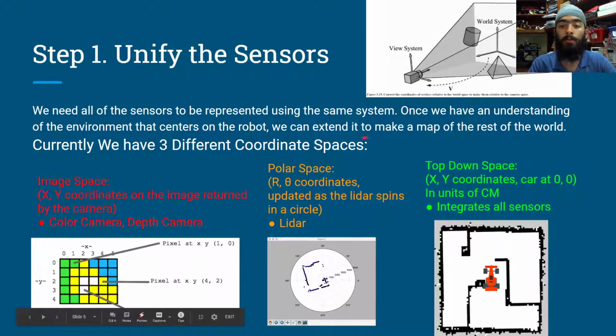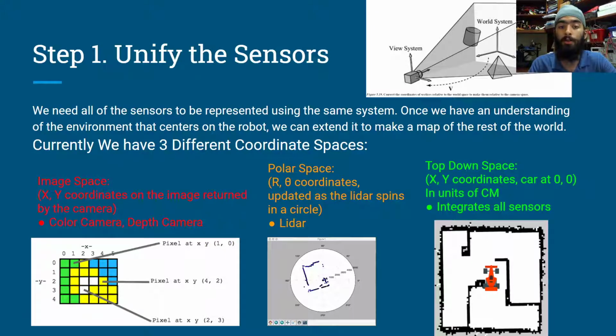So our first step with implementing SLAM is to unify all of the different sensor data. We need all of the sensors to represent their information using the same system. Then we can build an understanding of the environment that centers around the robot and thus extend it to the rest of the world. Currently, we're operating with 3 different coordinate spaces.